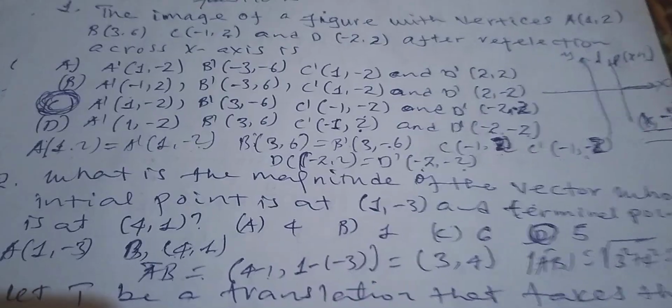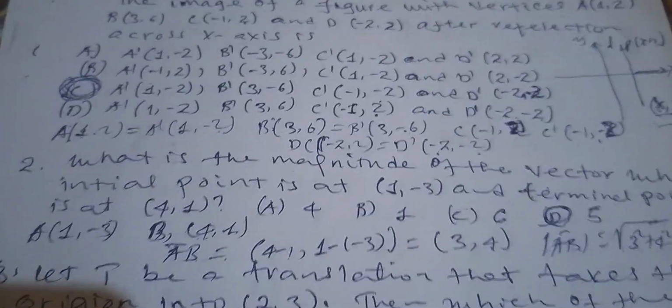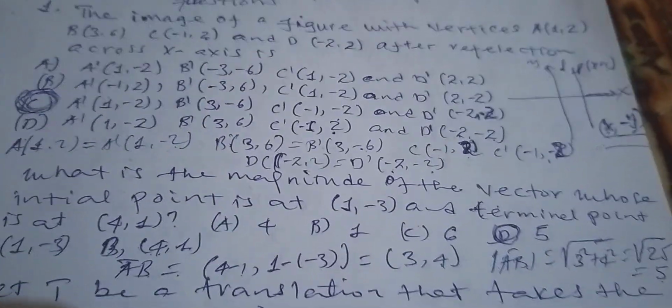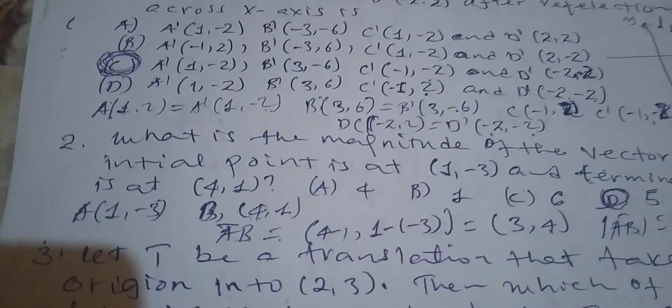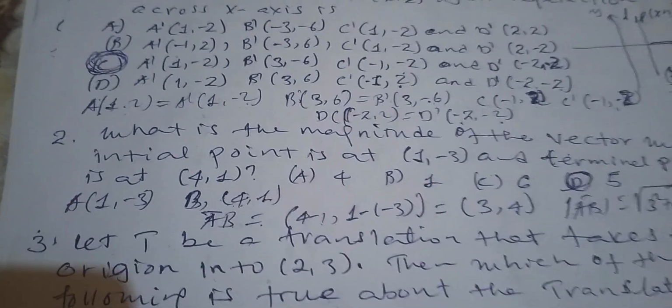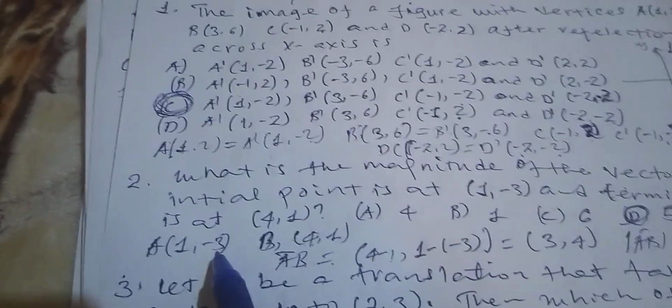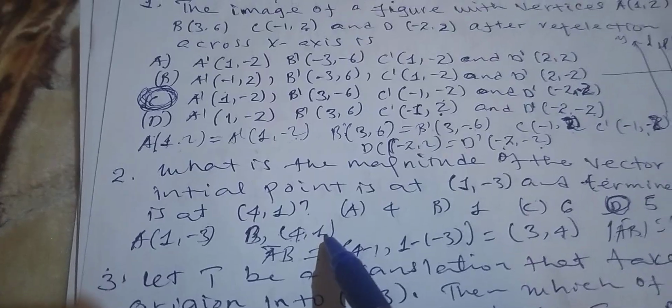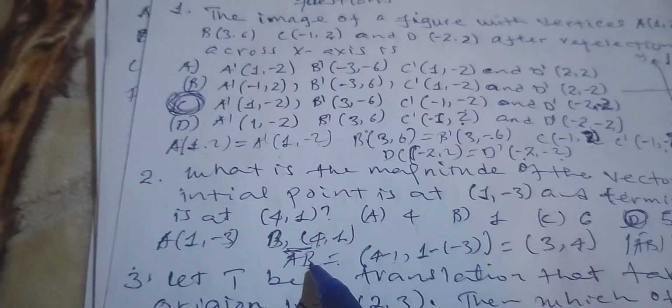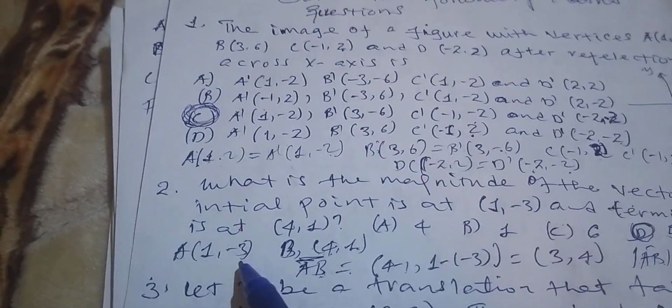What is the magnitude of the vector whose initial point is (1, -3) and the terminal point is (4, 1)? So how do you find the magnitude of a vector? To find the magnitude, first calculate the vector. How do you calculate the vector if the initial point and the terminal point are given? Look, A (1, -3) is given, B (4, 1) is given. So the vector AB is simply subtracting the initial point from the terminal point, subtracting the coordinates.